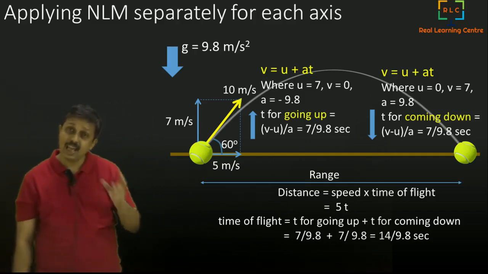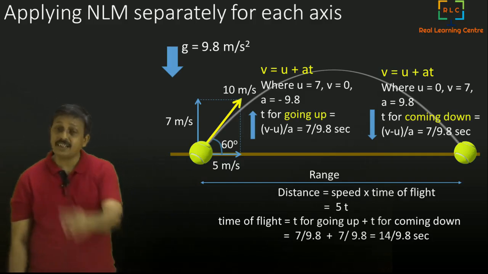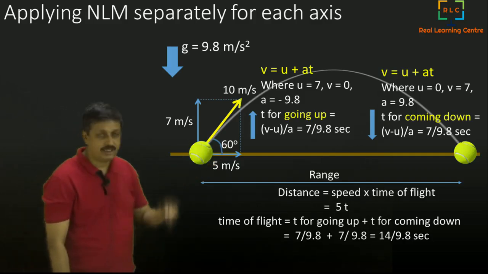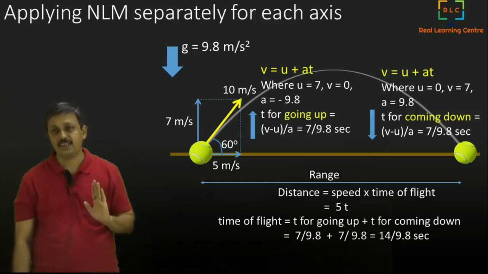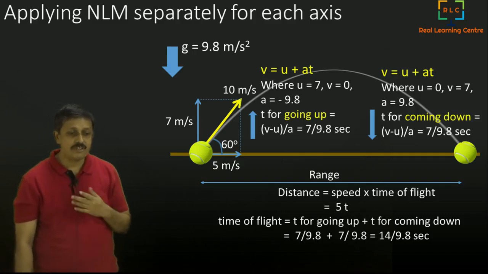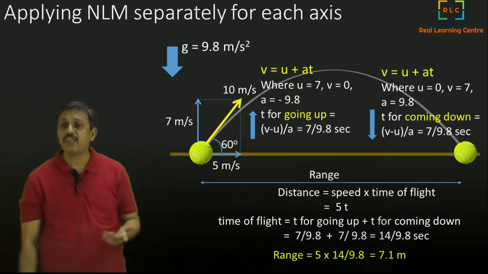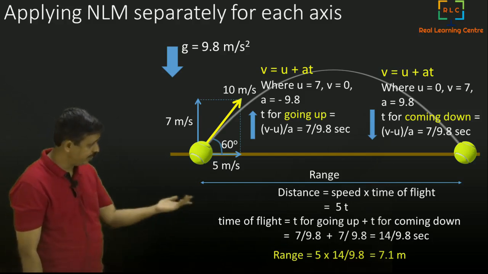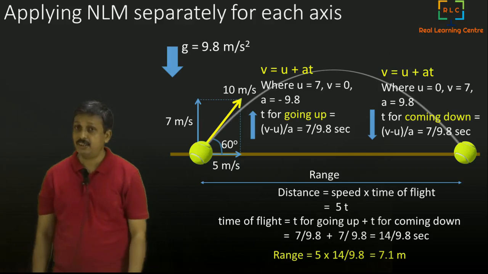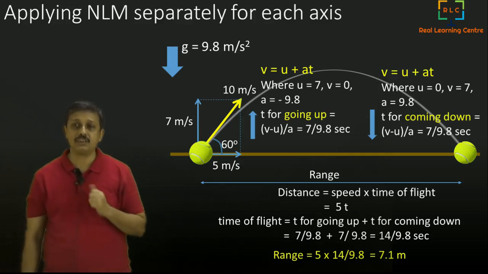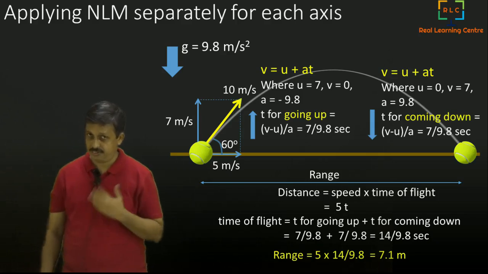Now in the same time, horizontally it has moved from left to right. So if I substitute that time into my original equation, distance is equal to speed into time of flight, I will get the range, that is the distance traveled. So the range is simply equal to 5 into t. T is 14 divided by 9.8, and you get somewhere around 7.1 meters as the range it has traveled. So this is how you can solve a problem in the two-dimensional case of a projectile.